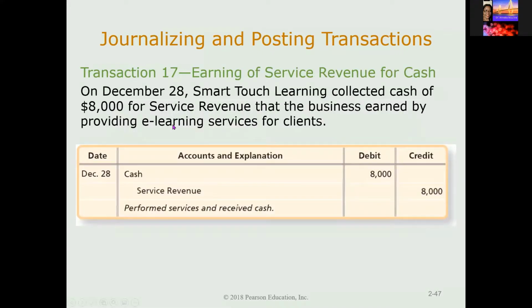Transaction 17. On December 28, Smart Touch Learning collected cash of $8,000 for service revenue that the business earned by providing e-learning services for clients. The two accounts involved here are cash and service revenue. Cash is debited because it is increasing, and service revenue is increased by $8,000 with a credit. Performed services and received cash.